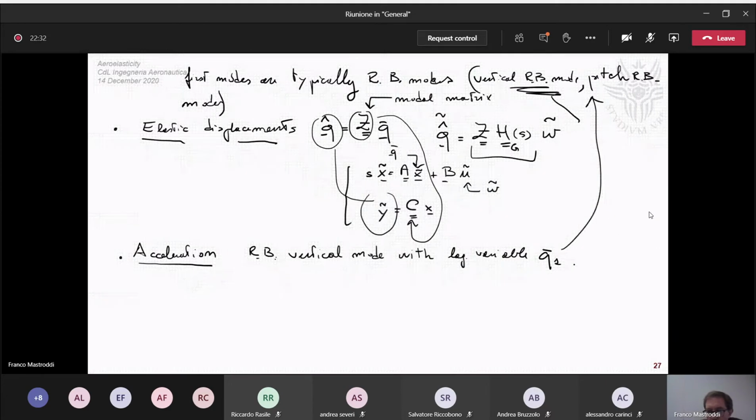And if you want to know the acceleration, you have just to define, as in the Laplace domain, the second derivative of your vertical rigid body motion modal coordinate, and this is the acceleration output. This is another output.